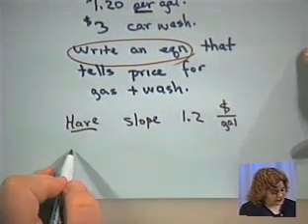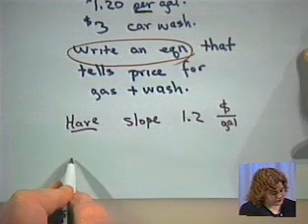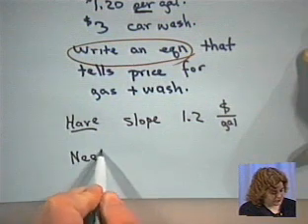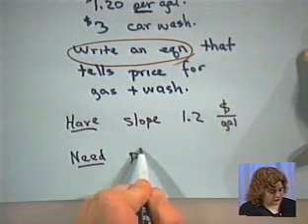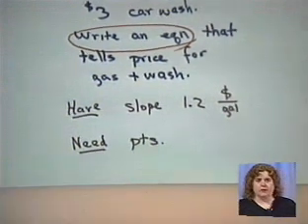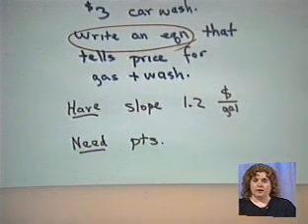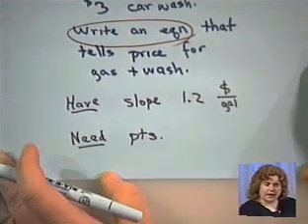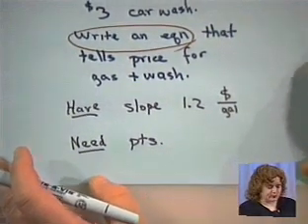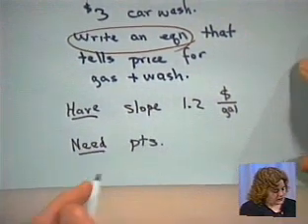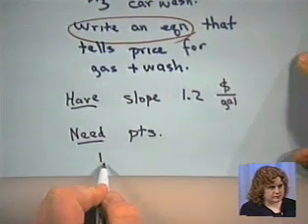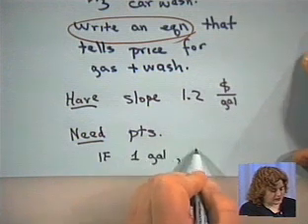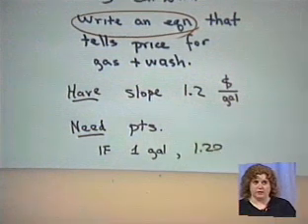What we need out of this, I'm going to leave the $3 for later for what we do with that. What we need to get an equation is points. Because remember, our method is have a slope, have a point, write an equation. What points do we have? Well, it's hidden in there. We can come up with a point. If I buy 1 gallon, I'm going to pay $1.20, so that's what 1 gallon costs.